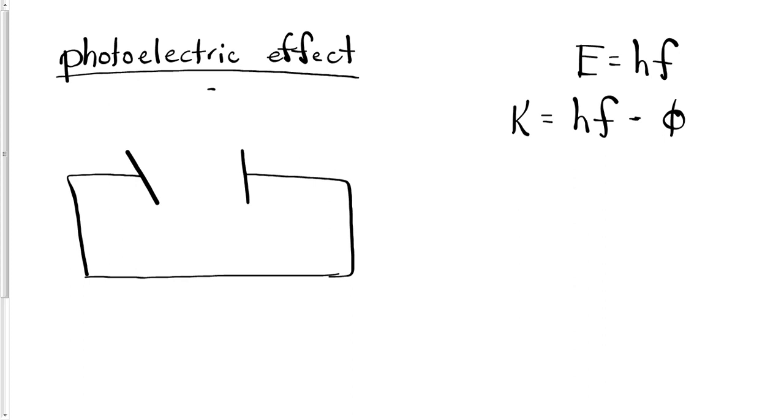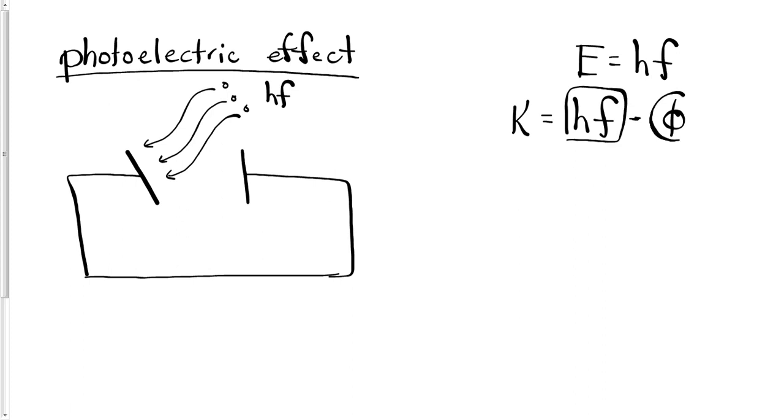You shine on this metal photons, light. And those photons come in with an energy, hf, right? Well, they strike the surface of the metal, and assuming that hf is larger than the work function of the metal, then those electrons will be ejected with some kinetic energy.